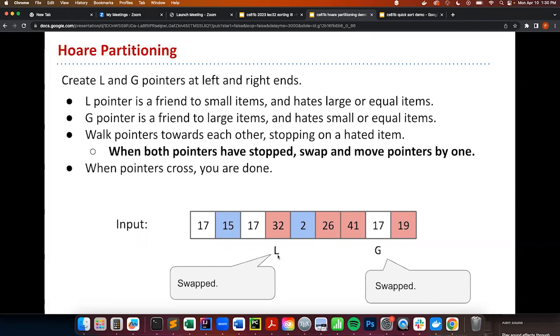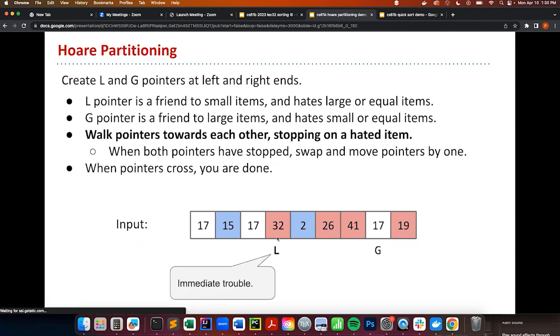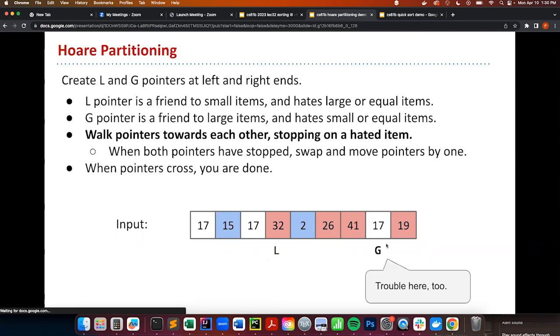All right, here's 32. So what does L think about 32? Don't like it. Okay, immediate trouble. And then what does G think? Also don't like it. Disgusting, exactly. So now we have trouble here too.